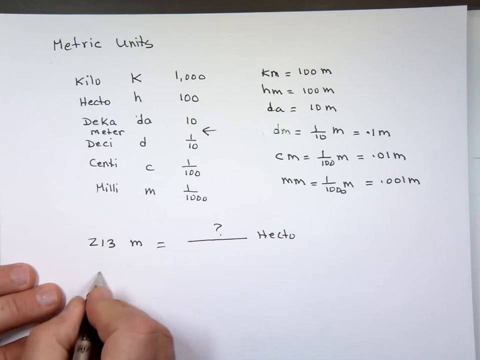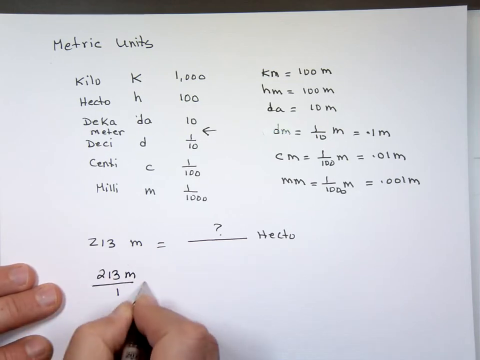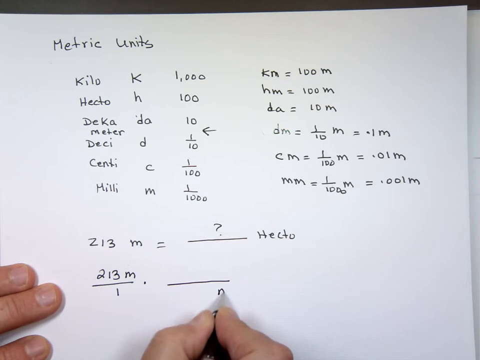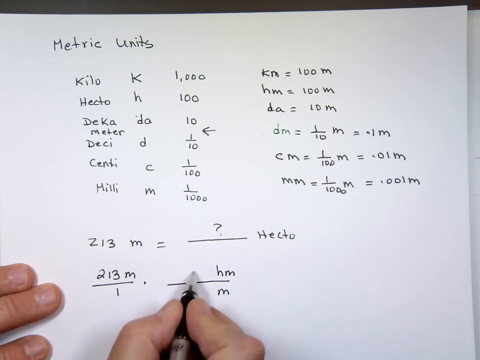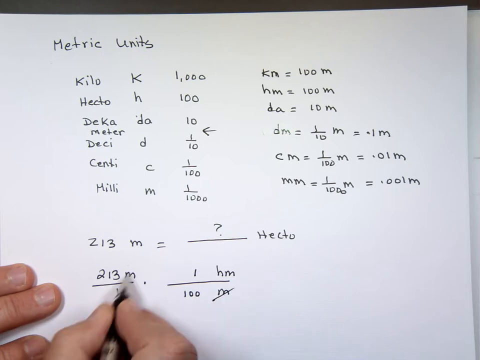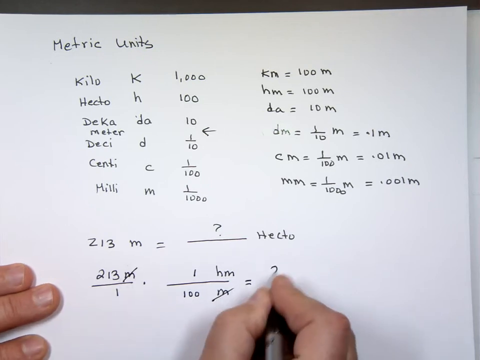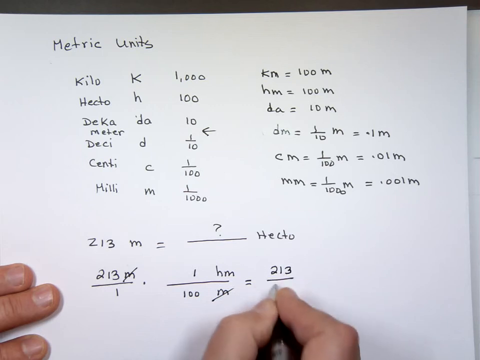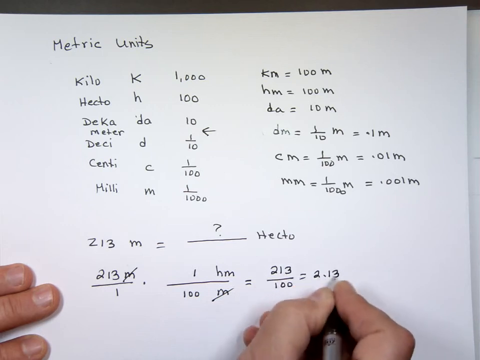So I'll do what I did last class. I go 213 meters over 1. I wanted meters on the bottom, hectometers on the top. 1 hectometer is how many meters? 100. So that's 213 over 100, which is what? 2.13 hectometers.